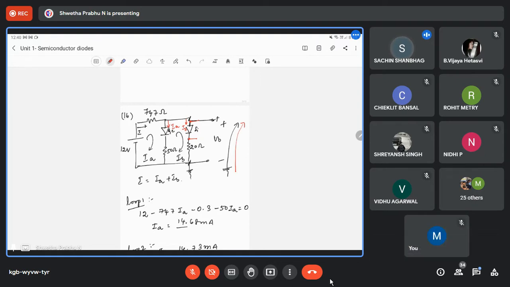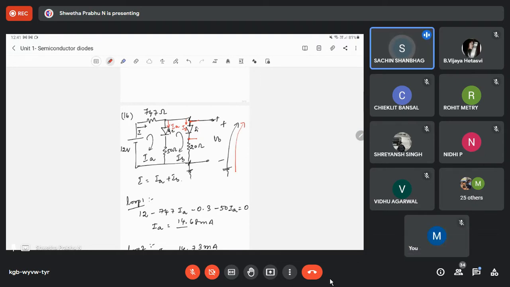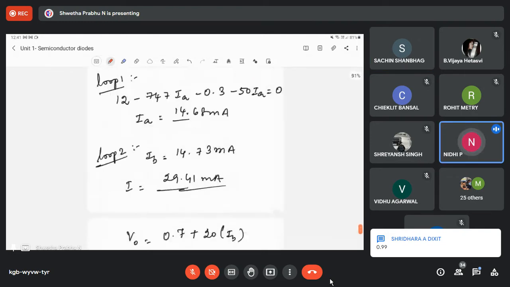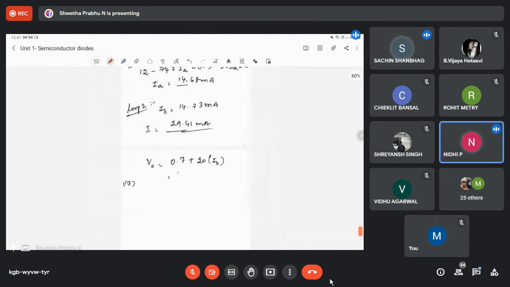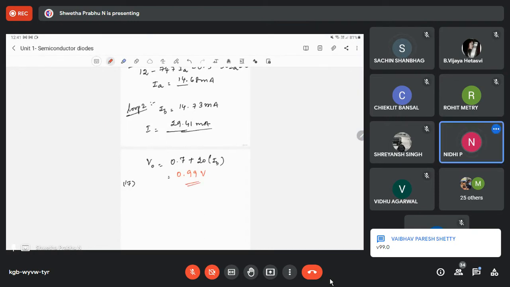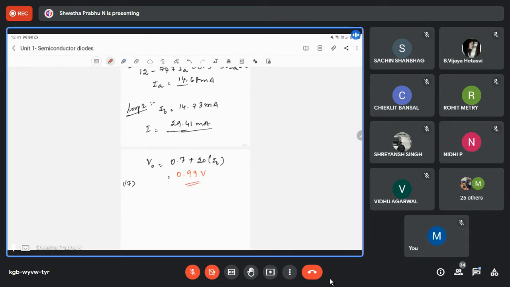You calculate. Ma'am, will the answer be 0.995 volts? Yes, ma'am. 0.994. How much? 0.995. 0.99 volts, is it? Yes, ma'am. Is this the answer? Even others are getting the same answer? Yes, ma'am. 0.99 volts.